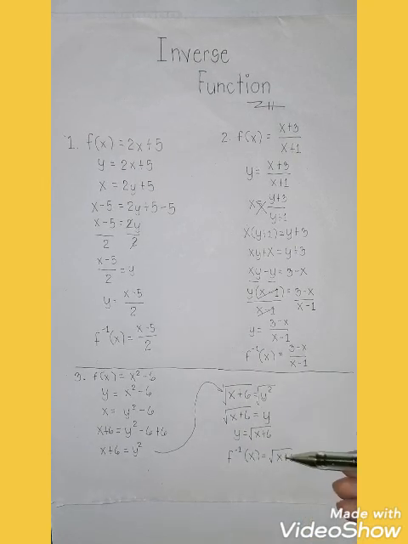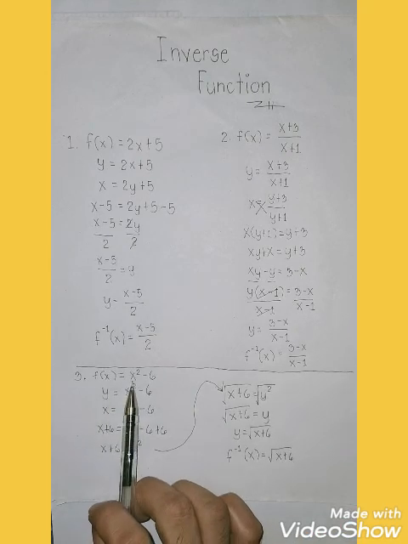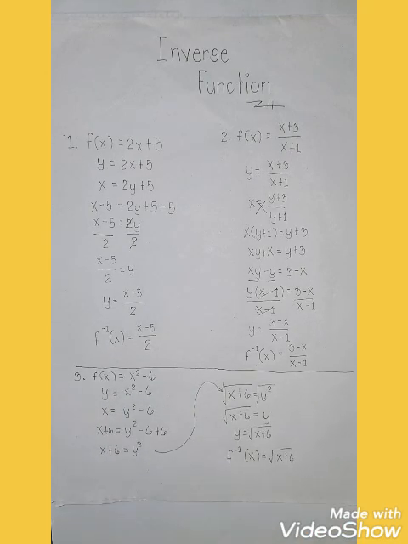So, meaning to say, square root of x plus 6 is the inverse of the given function x squared minus 6. That is all for today.